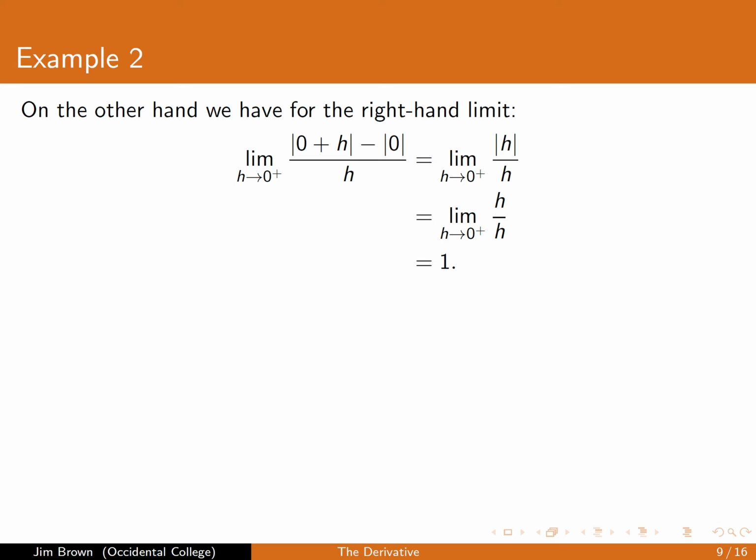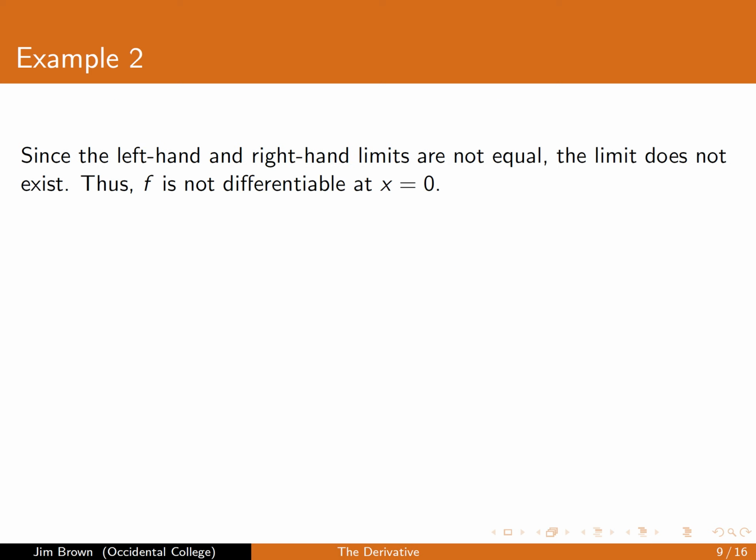And if we look at the right-hand side, everything works out the same, except since we're coming from the right-hand side, the absolute value of h is just h, so our limit becomes 1. So we see, coming from the left and the right, we get two different limits, so that means the limit doesn't exist. And since that limit doesn't exist, the function's not differentiable.